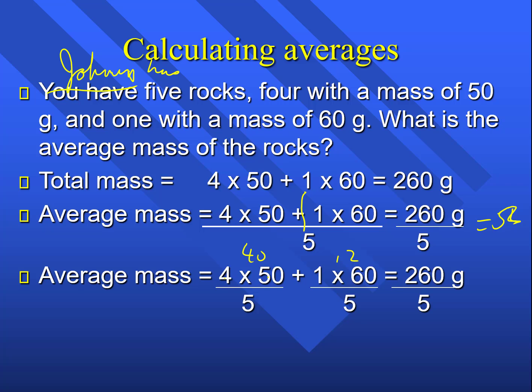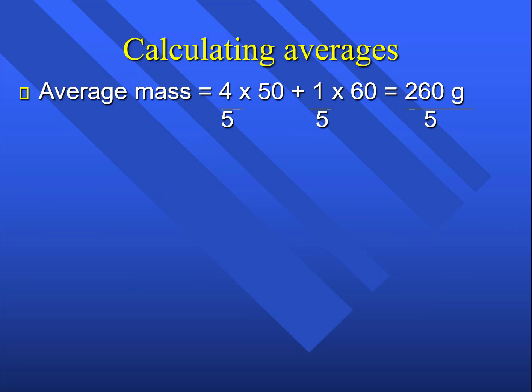Now what I'm going to do is regroup. And instead of the 5 being underneath everything, I want the 5 underneath the 4 and the 5 underneath the 1 and turn them into fractions. So 4/5 of 50. Well, 4/5 of 50 is 40. Plus 1/5 of 60. 1/5 of 60 is 12. 40 plus 12, we're still at 52. It's all the same math.